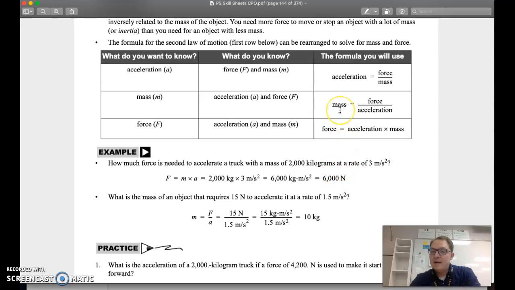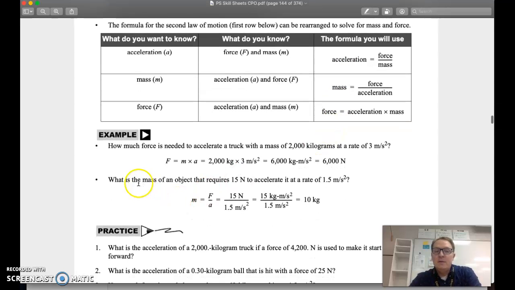Every time you solve for mass, the units are going to be kilograms. And every time you solve for acceleration, the units are going to be meters per second squared. Remember, you get half your points from getting the right number, doing your math, and the other half of your points, or the other point, from getting the correct label.